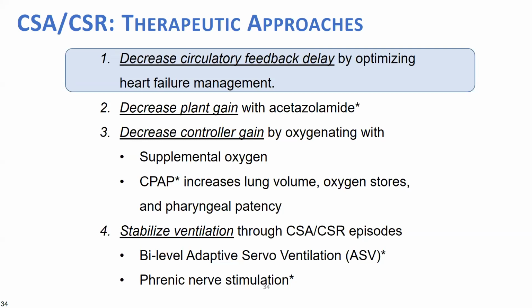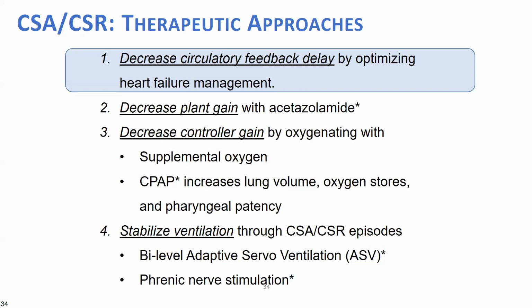Well, first and foremost, in those who have circulatory feedback delay, primarily our Cheyne-Stokes breathing patterns, we want to make sure that we've optimized volume status and heart failure management in general. Volume status, needless to say, involves diuresis. Heart failure management is a variety of pharmacotherapy which really optimizes afterload, contractility, and other factors that really optimize cardiovascular function. And so I would really emphasize the fact that attending to the heart initially is really first and foremost our most important therapeutic intervention, oftentimes in collaboration with specialists in the area.